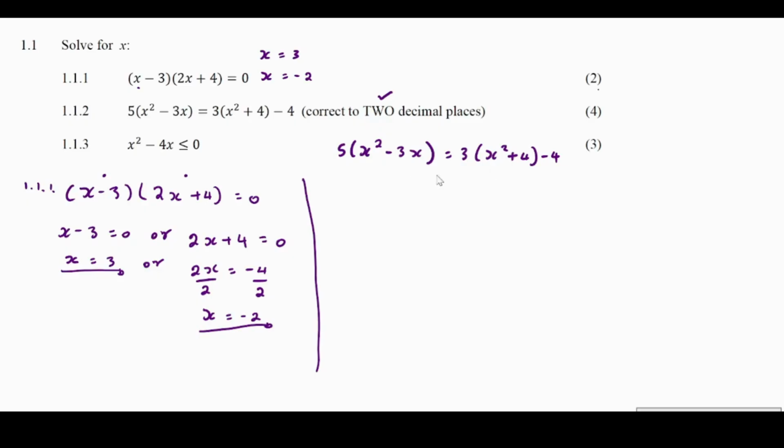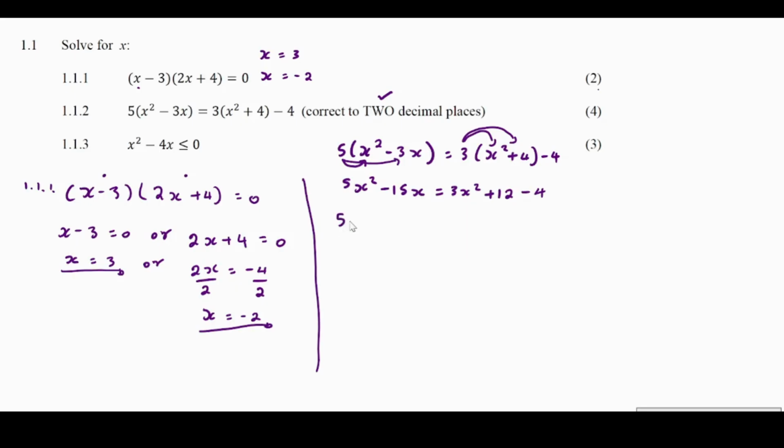Before we can simplify or try to find the values of x here, we need to remove the brackets first by multiplication. So you're going to have 5 multiplied by x squared, which gives us 5x squared. And then you take that 5 and multiply by negative 3, it's going to give us negative 15x. This is equal to 3 multiplied by x squared, which gives us 3x squared. And again, 3 multiplied by 4 gives us 12. Then we minus 4.